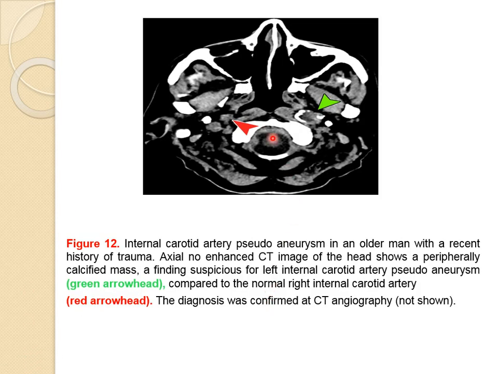As in this non-enhanced image, we see the patient had a recent history of trauma. We see this pseudoaneurysm, green arrow, compared to the normal side, where we see a normal internal carotid artery.